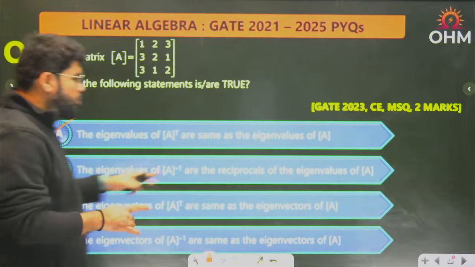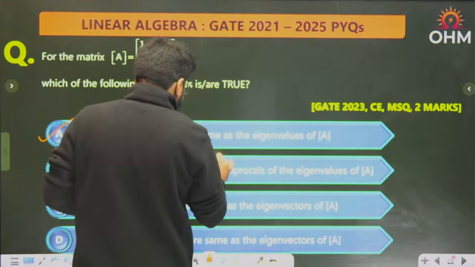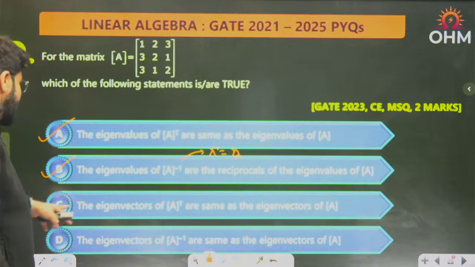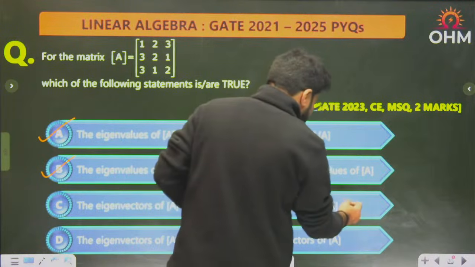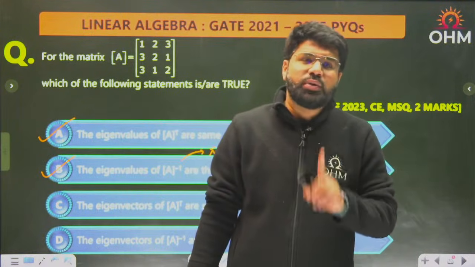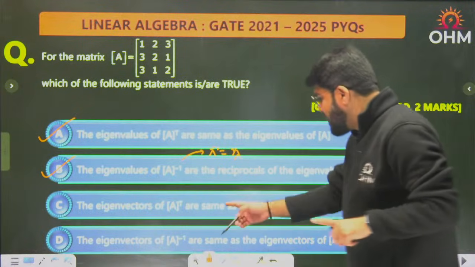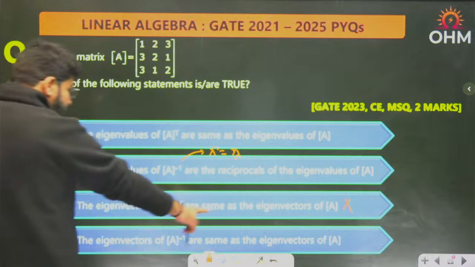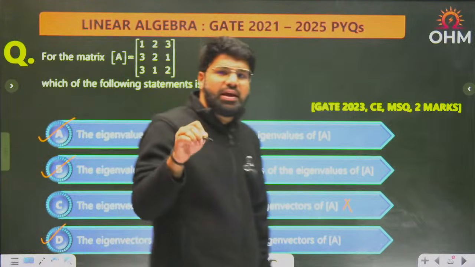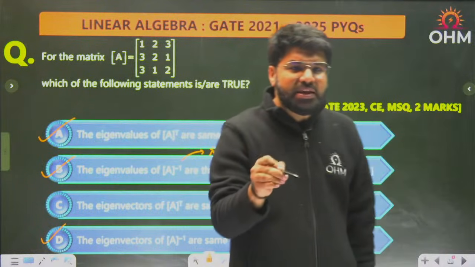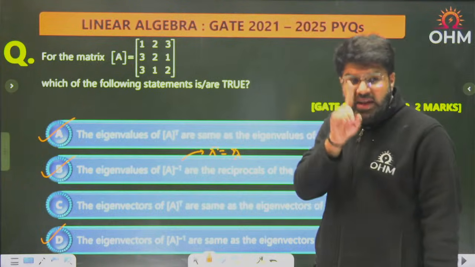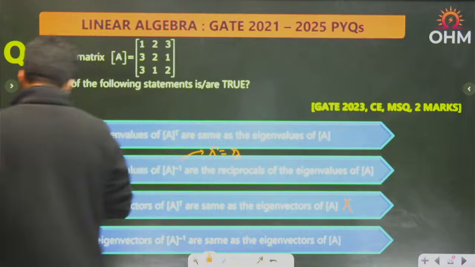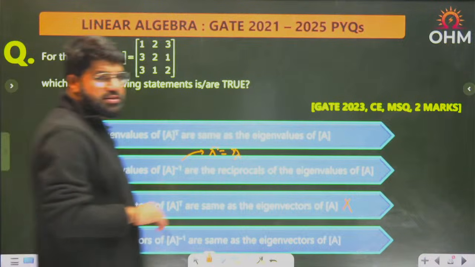Eigenvalues of A inverse are the reciprocals of eigenvalues of A. Yes, eigenvalues of A inverse are lambda inverse, that is 1 by lambda. So B is also correct. Eigenvectors of A transpose, no. I told you A transpose is the only case where eigenvectors, if required, you have to calculate separately. But they are asking whether eigenvectors of A transpose are the same as eigenvectors of A, no. Last, they are asking whether eigenvectors of A inverse are the same, yes. Eigenvectors of any operation on A, A inverse, A square, A cube, 5A, A plus I, all have the same eigenvectors. That property again comes up directly as a 2 mark question. ABD is the correct answer. 3 answers are correct here.